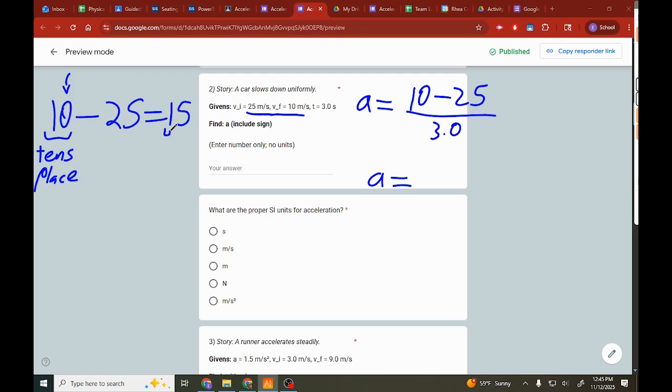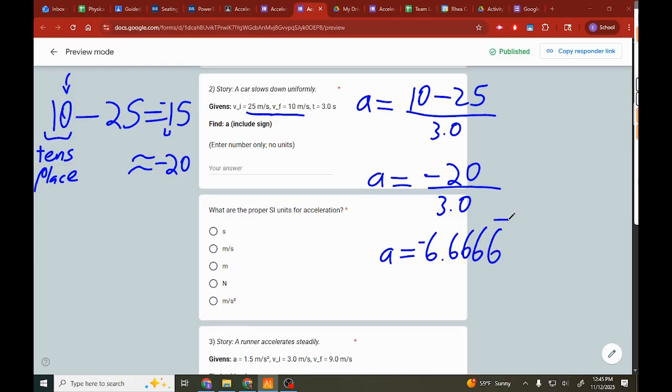which means I need to round my answer here to the tens place. When I do that, oh, it would be negative, let me put that there. When we round that to the tens place, that'd be negative 20. Negative 20 divided by 3.0. If we do 20 divided by 3, that gives us 6.66666 repeating forever. But we don't list our answers like that in science generally. We're going to round it based on sig figs.